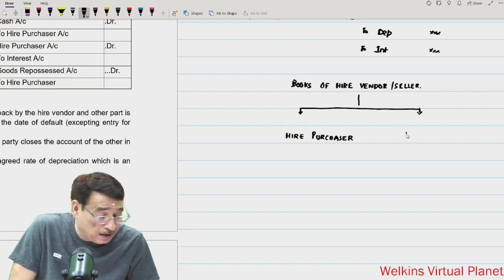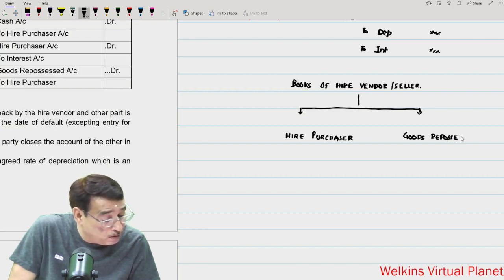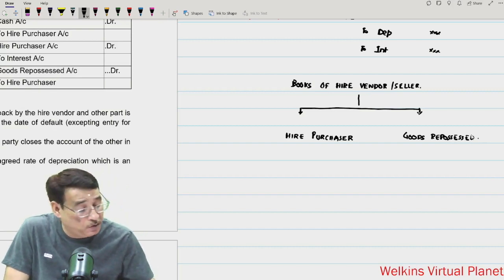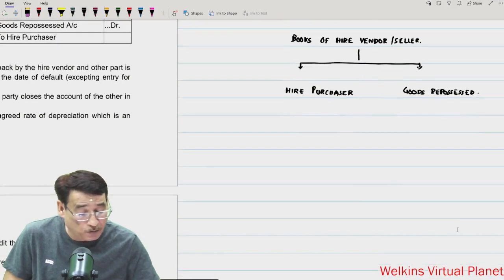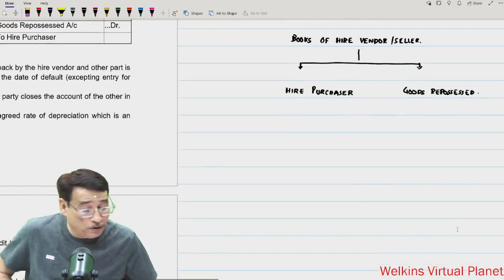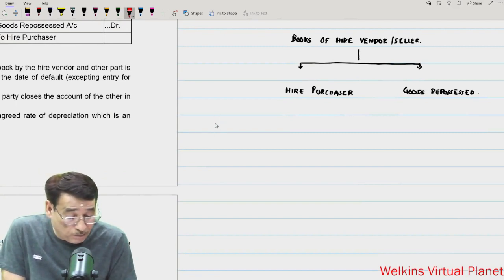So in that case, he would also prepare a goods repossessed account. This account will be prepared only when default is committed. Goods repossessed account. Correct? These two accounts he would generally prepare, but basically the hire purchaser account is prepared by the hire vendor. In order to prepare the hire purchase account, first of all, because he is the seller, he will write the entry for sale of asset.